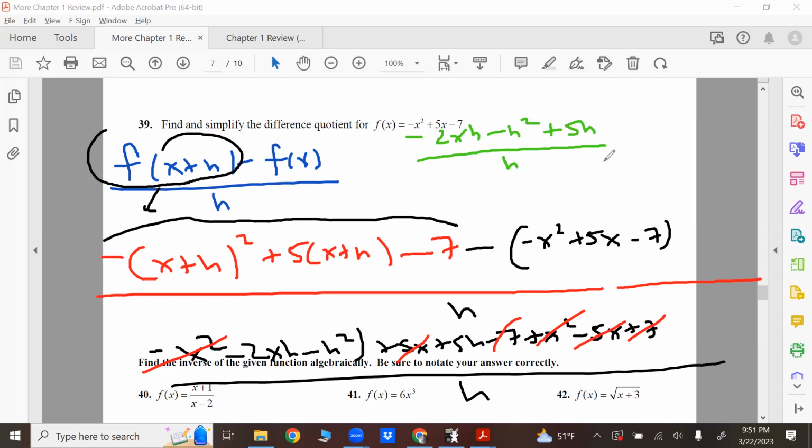And then you can factor out h from the top. Negative 2x minus h plus 5 all over h. H's cancel. And there you go. That's your difference quotient.